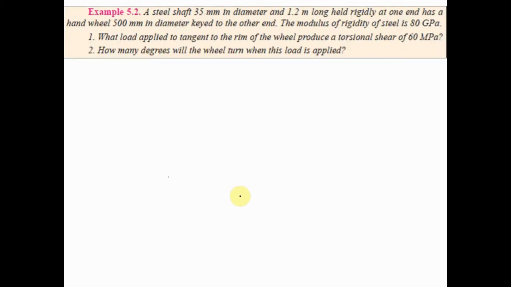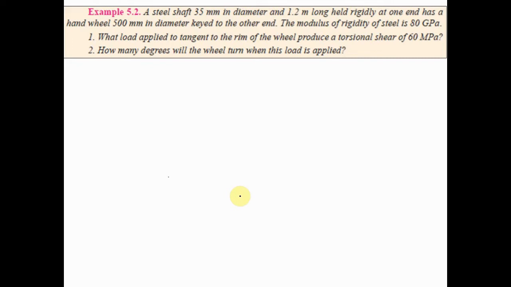A steel shaft 35 mm in diameter and 1.25 meter long, held rigidly at one end, has a hand wheel 500 mm in diameter, keyed to the other end. The modulus of rigidity is 80 gigapascals. What load applied tangent to the rim of the wheel will produce a torsional shear of 60 megapascals, and how many degrees will the wheel turn when this load is applied?